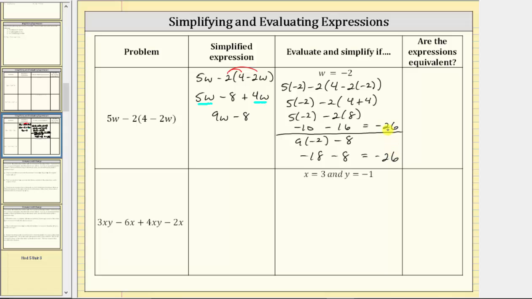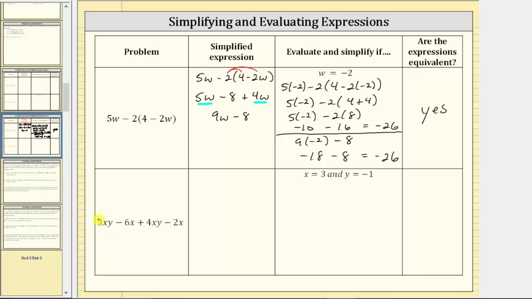Whenever we evaluate an expression and the simplified form of the expression for a particular value of the variable, we should always get the same value. And that's because both expressions are equivalent. So we enter yes in this last column, asking if the expressions are equivalent.